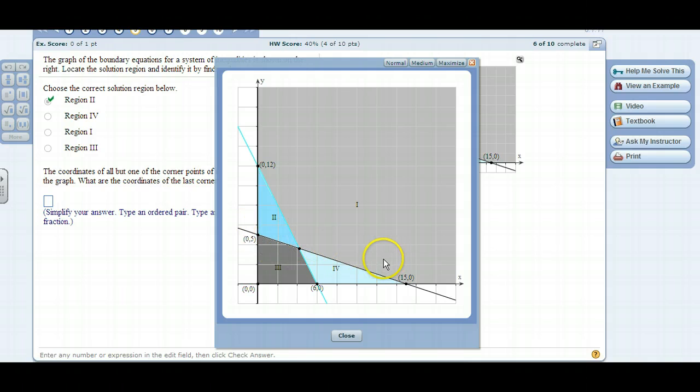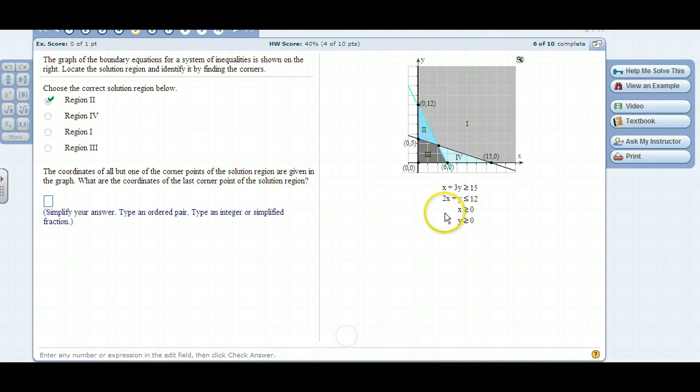That's the line, one of the lines they're giving us. This is the other line they're giving us. So this point is their intersection. So that's what we have to do: find the intersection of these two lines. Now I've got them.